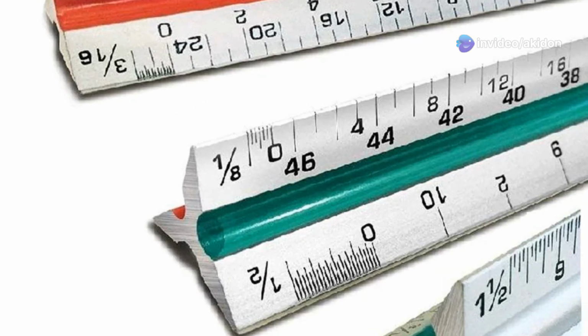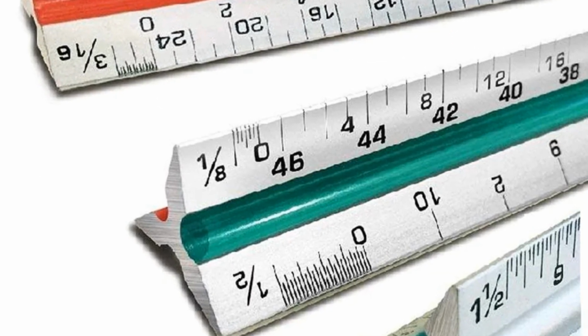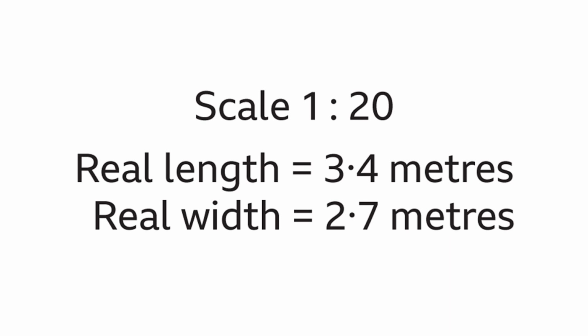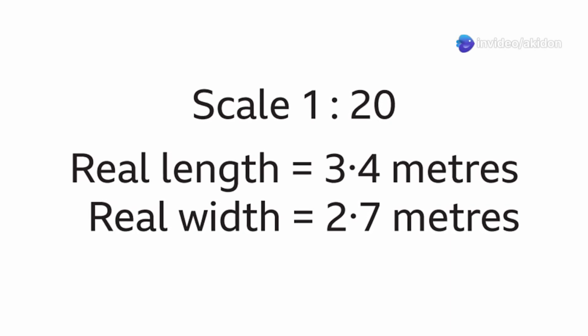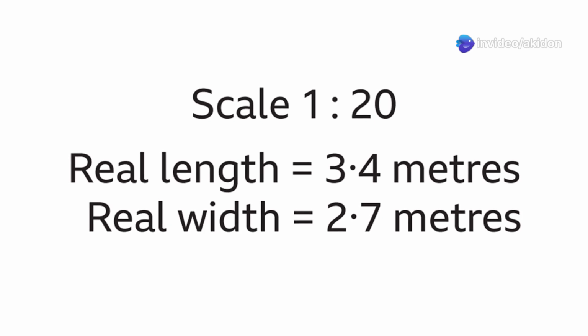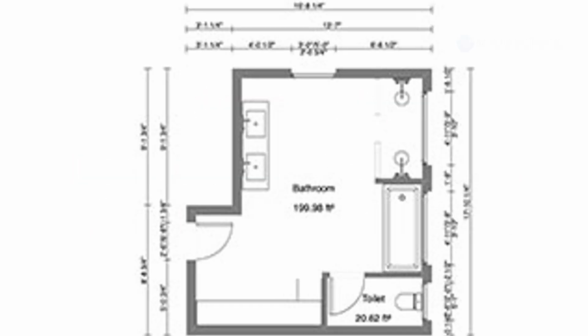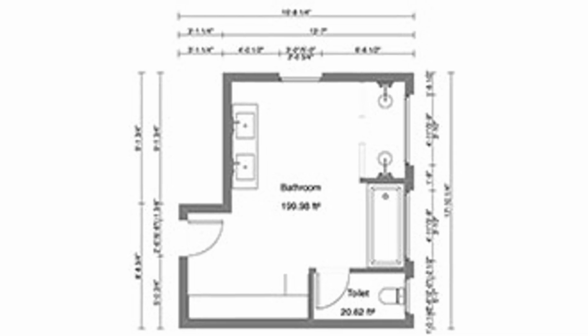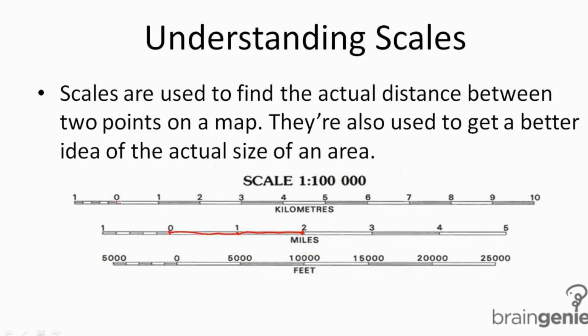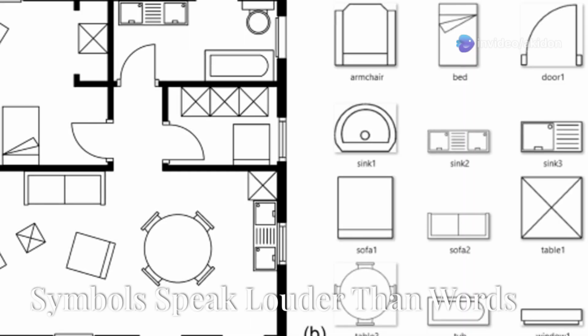But here's the catch. You can't just measure the lines on the paper with a ruler. Building plans are drawn to scale. This means that a certain distance on the plan represents a much larger distance in real life. For example, 1 inch on the plan might equal 4 feet in your actual house. The scale will be clearly marked on the plans. Make sure you understand the scale before you start measuring anything.